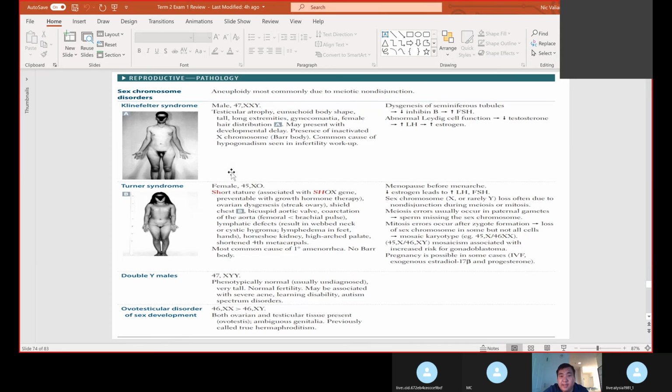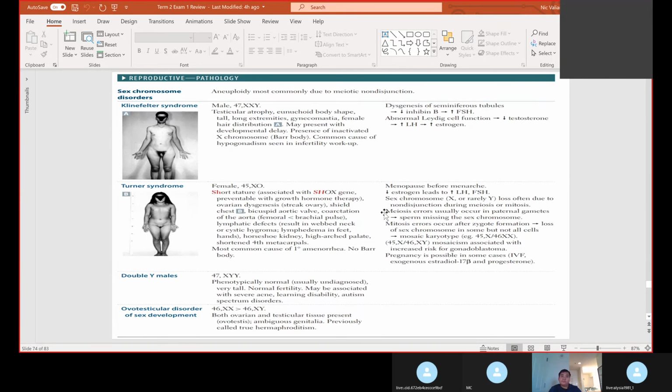In Klinefelters, male, 47XXY. They're going to give you the lab values. So you can have decrease in inhibin B and increase in FSH. You have increase in estrogen for Klinefelters. Now, I have a challenge. Describe to me in one word Klinefelter syndrome so that you can remember the signs and symptoms. Just one word. So that when you hear this word, it's Klinefelters.